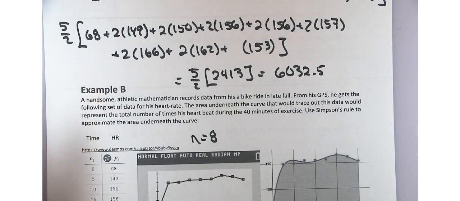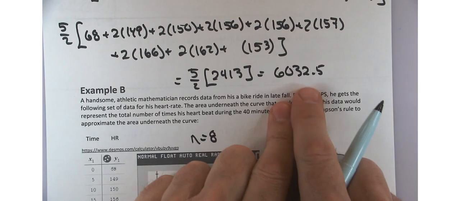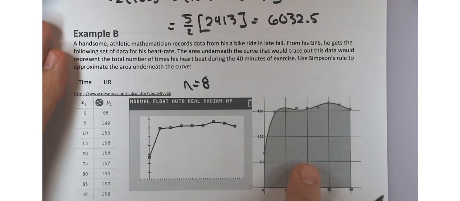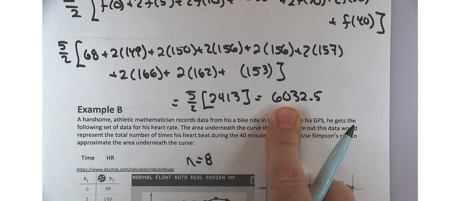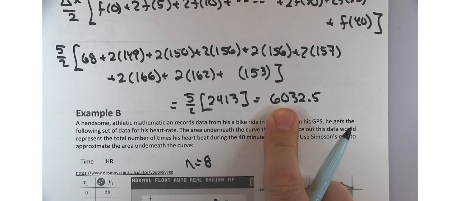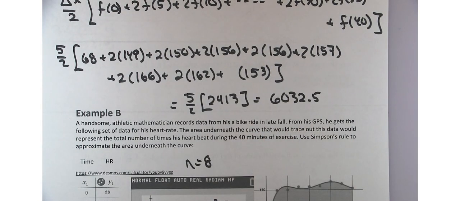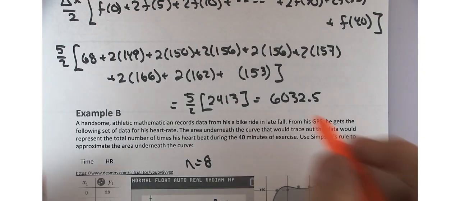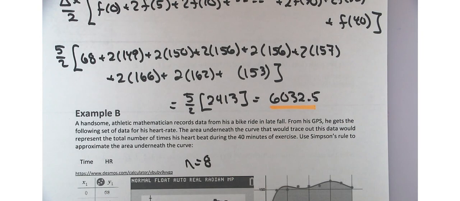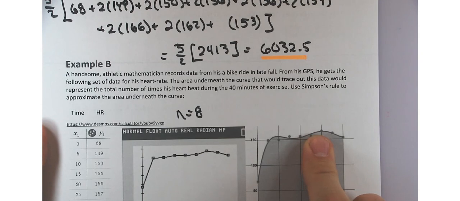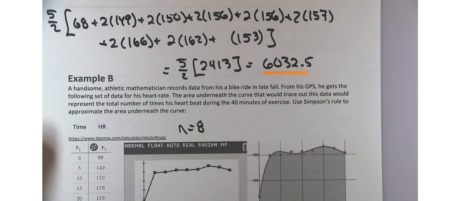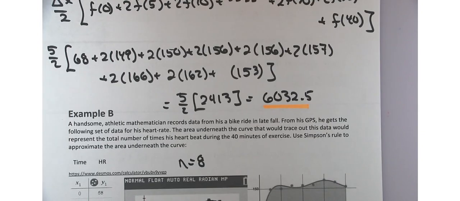Yay. Nothing too dramatic there, but it's kind of cool. The total area underneath here represents how many times this person's heart beat during exercise or whatever sport was going on here. Probably biking. You can tell where they hit the hill, right? Heart rate jumped up to 166. So that's the trapezoid rule.